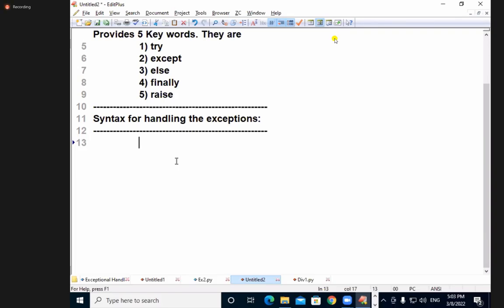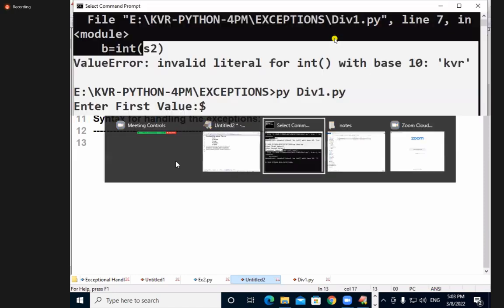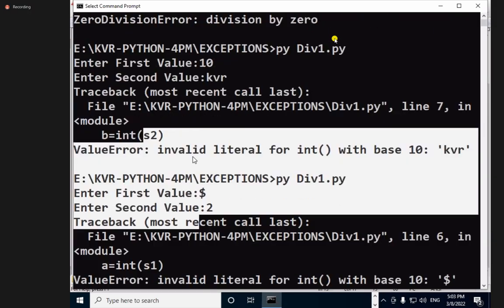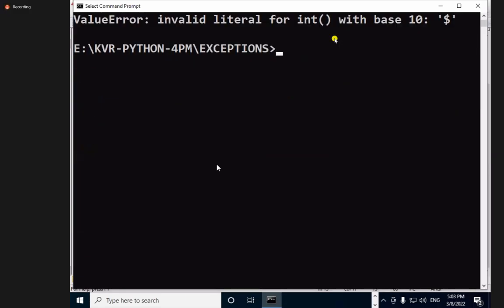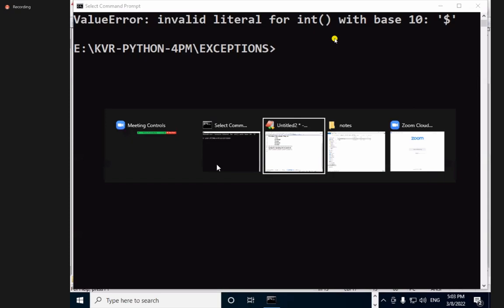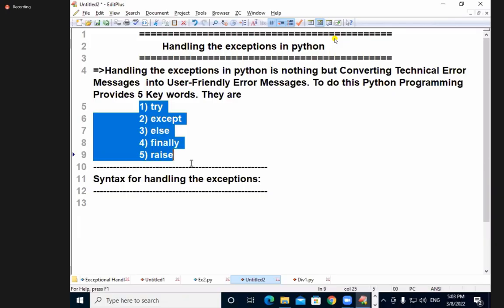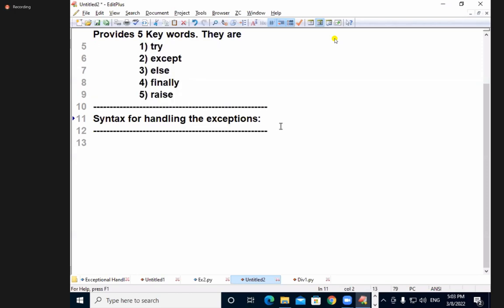Let us go to these kinds of errors. I am going to eliminate these technical error messages by using what concept? Handling the exceptions, by using these keywords. I am ready to do that. Try to listen carefully. Try to understand what I am explaining. Please, that is my request for you. What is my class context? What I am explaining, carefully try to follow.